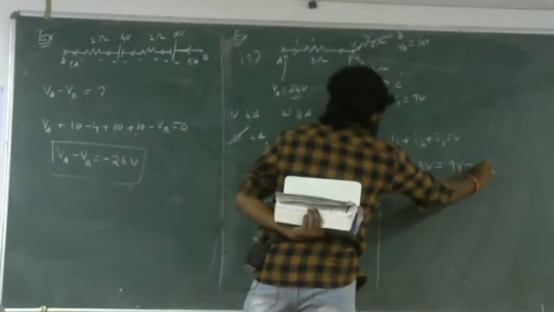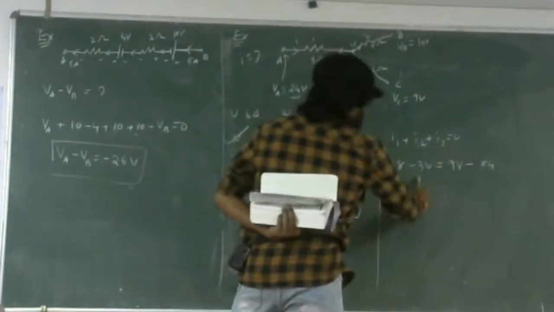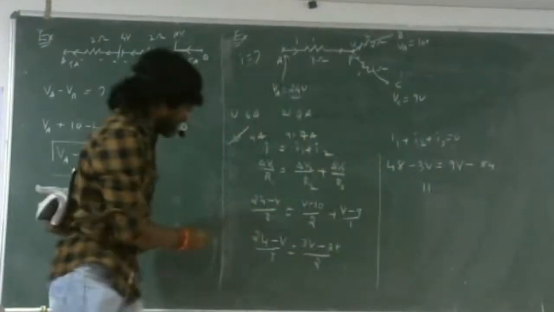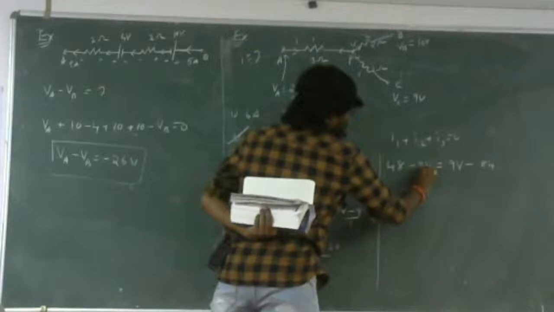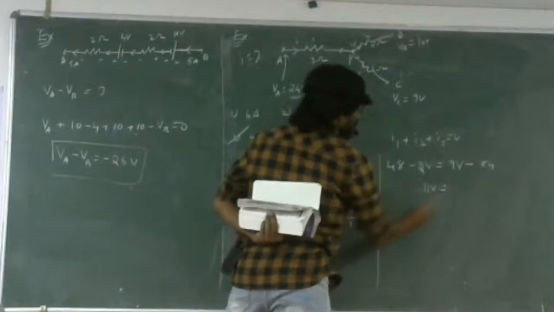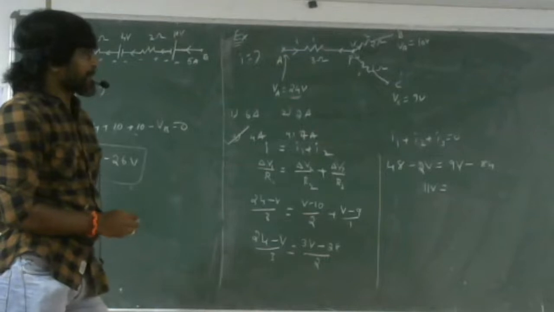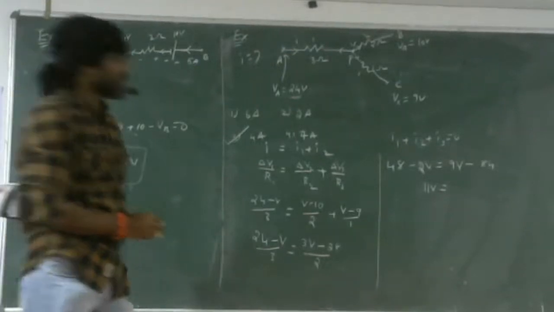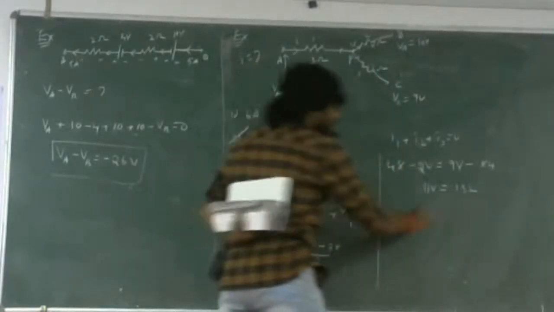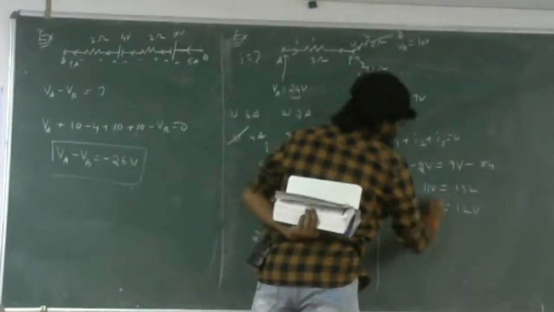How much? 84. So, 9V plus 3V. How much? Minus 2V. Oh, this is 2, right? 2V. Yeah. Minus 2V. So if you send it here, it becomes 11V is equal to, if you send this side, plus 84. So it becomes 132. So V is equal to 11 ones, 11 twos, 12 volts.